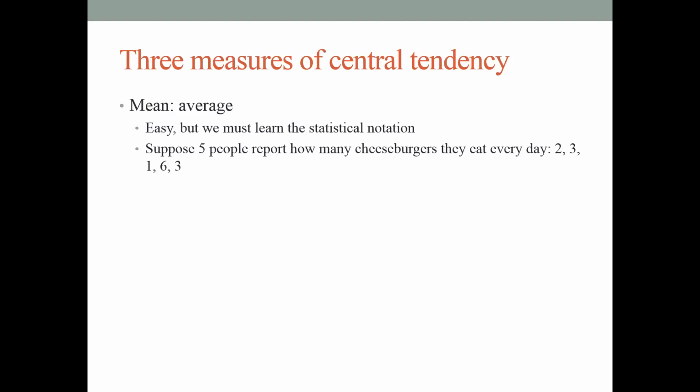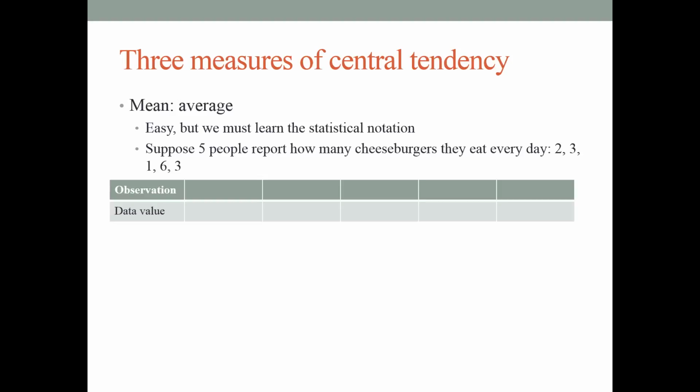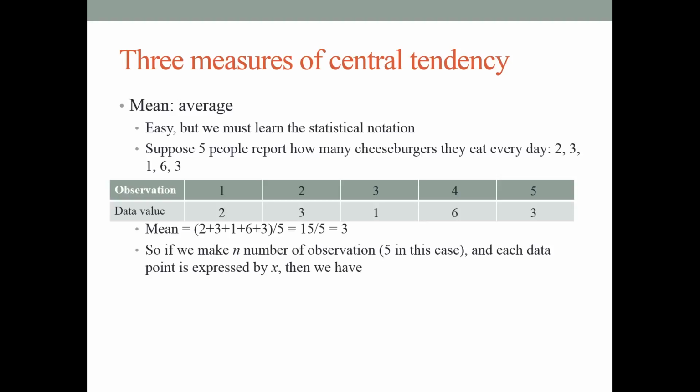Now suppose that there are 5 people. They report how many cheeseburgers they eat every day: 2, 3, 1, 6, 3, right? This time I put it on this table. Observation is the first row, and then the data value is the next row. So person number 1 ate 2 cheeseburgers. Person number 2 is 3. Number 3 is 1. Number 4 is 6. How do you eat 6, right? And then number 5 is 3. Easy. So the mean is 2 plus 3 plus 1 plus 6 plus 3, divided by 5, and it's 3.